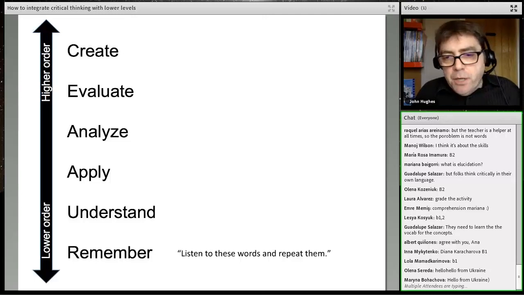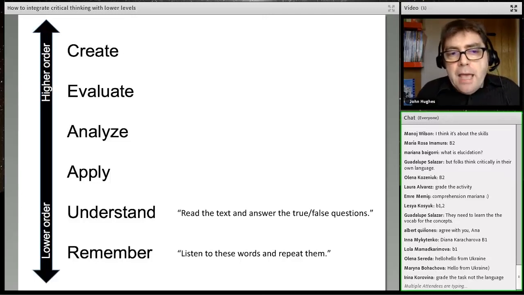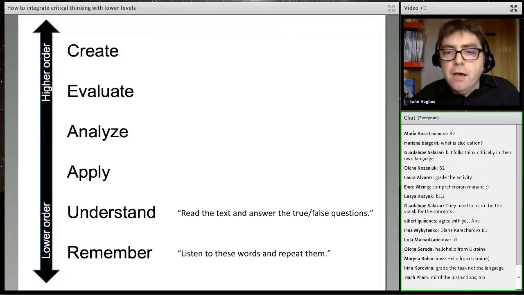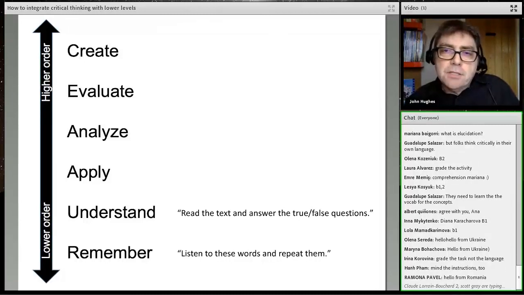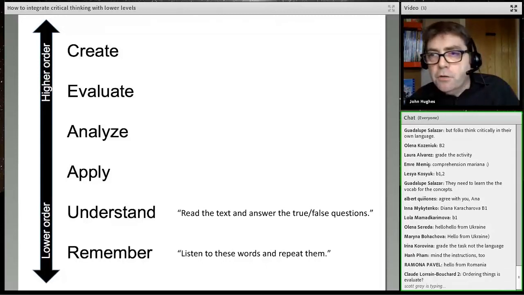The teacher might want them to understand and would give them a sentence like, read the text and answer the true-false questions. That kind of exercise is checking their understanding. But the language the teacher's using is still low-level language.